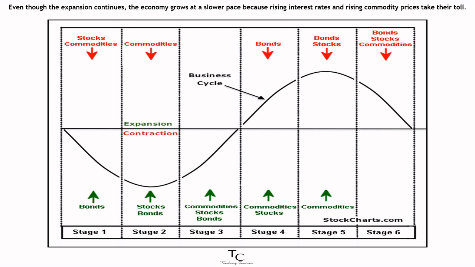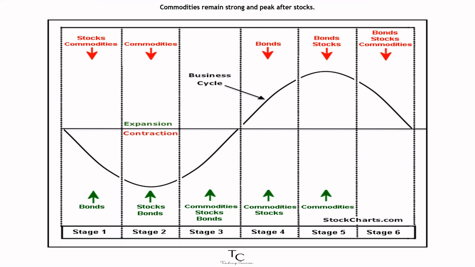Even though the expansion continues, the economy grows at a slower pace because rising interest rates and rising commodity prices take their toll. Stocks anticipate a contraction phase by peaking before the expansion actually ends. Commodities remain strong and peak after stocks.